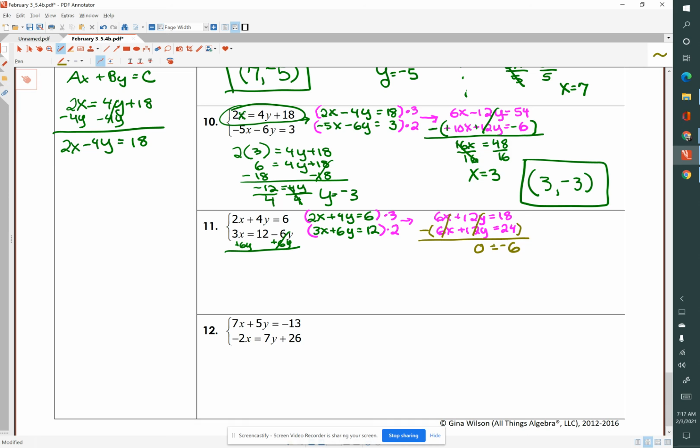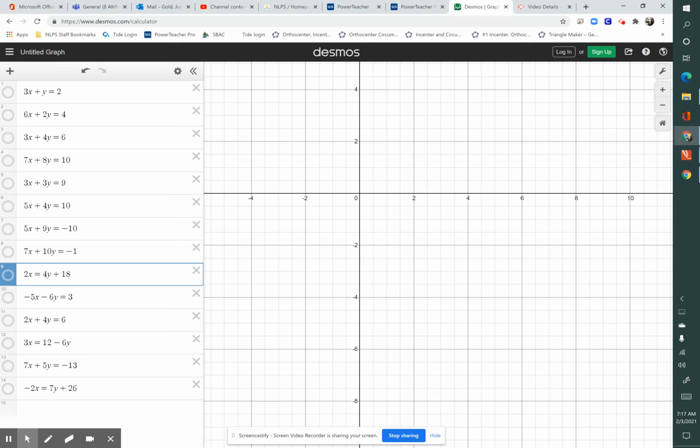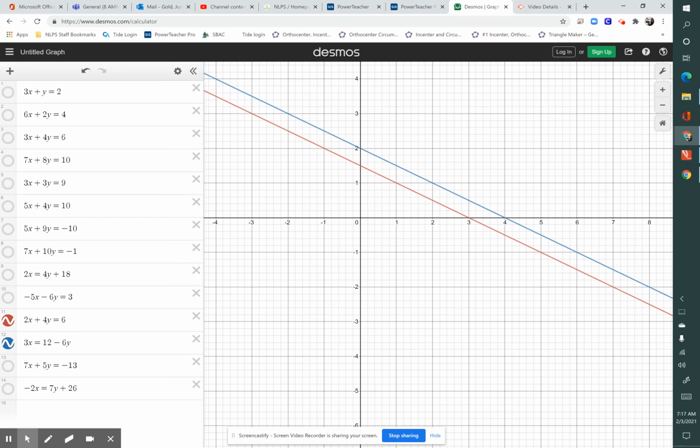What happened? This is not a true statement. This system of equations has no solution. Let's take a look at it. So we have 2x plus 4y equals 6, and 3x equals 12 minus 6y. And indeed, look at that. We've got parallel lines, and there's no solution to that equation.